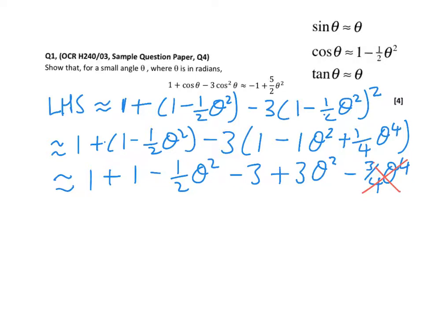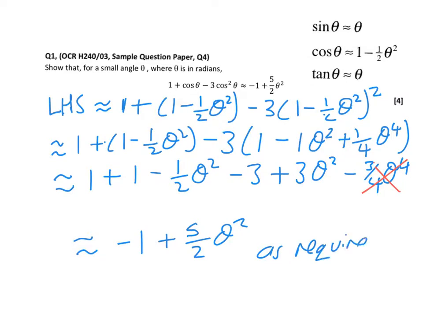So let's just put all this together. What is it going to be? 1 add 1 minus 3 is negative 1, of course. You've got the negative a half theta squared plus 3 theta squared, that's 2.5. Or as it wants in the question in fraction form, 5 over 2 theta squared as required. So we're focusing on substituting using these and then simplifying.